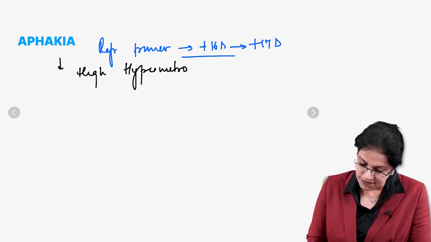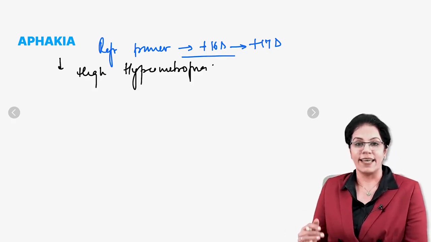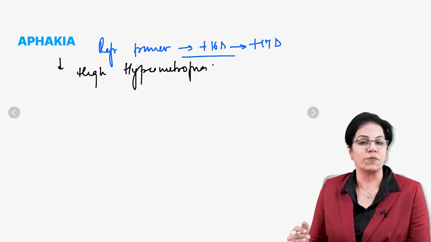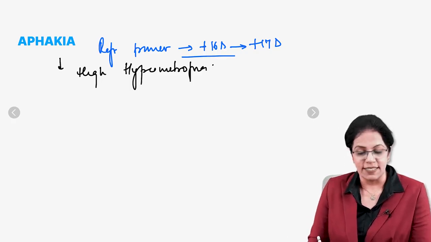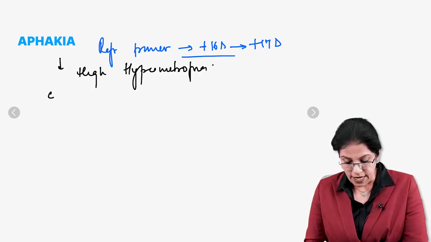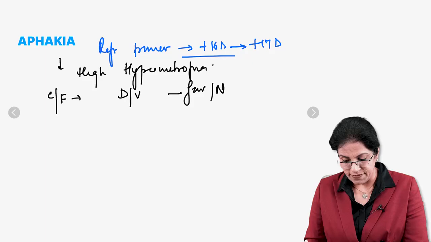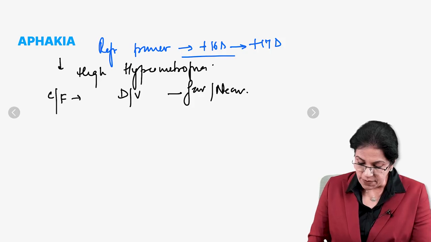Hypermetropia. Got it, all of you? 16 to 17 diopters is less. When it is less, this is a case of high hypermetropia, less power in the eye. So first you have to understand this. How will the patient present? A high hypermetropia patient, clinical features. Of course, he will have difficulty in vision, both for far and near. Right? And what are the on-examination findings?